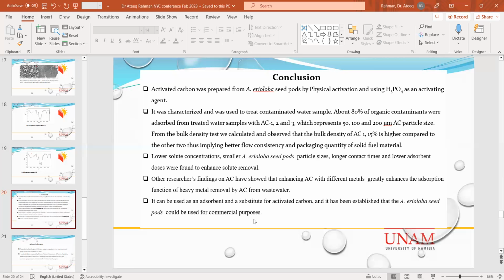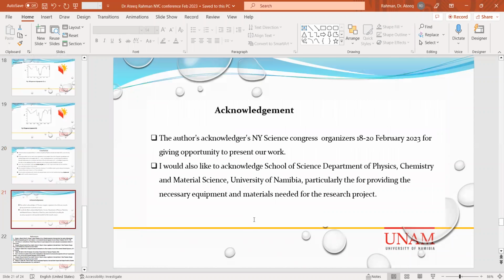Other researchers' findings on AC have shown that enhancing AC with different metals greatly enhances the absorption function of heavy metals removal by AC from wastewater. So this is used as an adsorbent and substitute for activated carbon, and it has been established that Acacia erioloba seed pods could be used for commercial purposes.